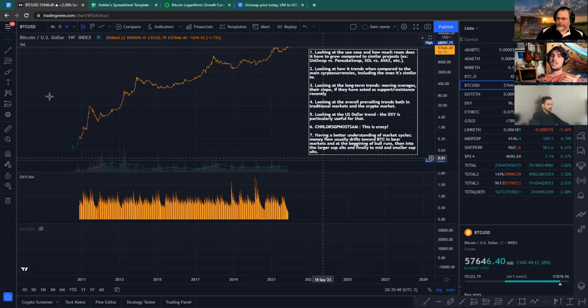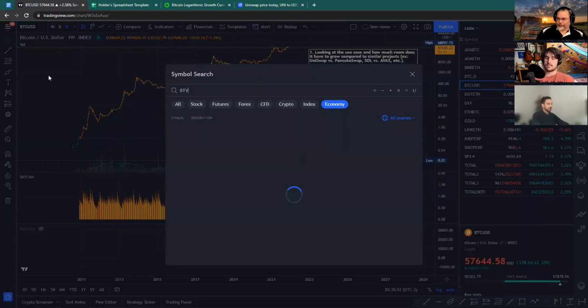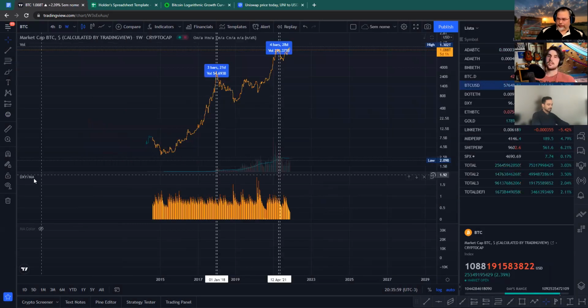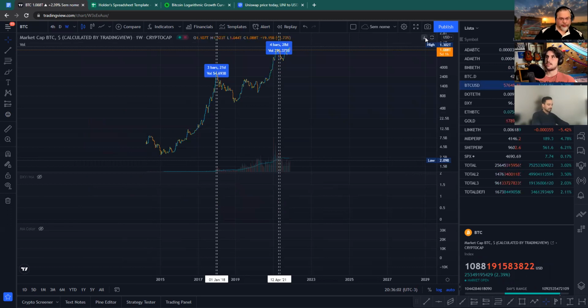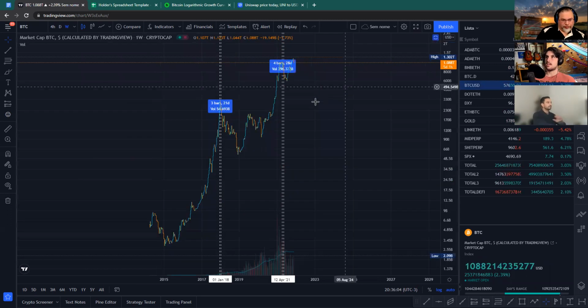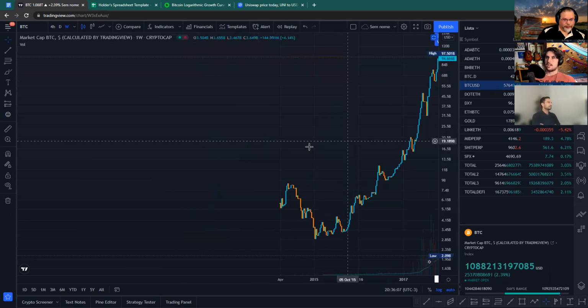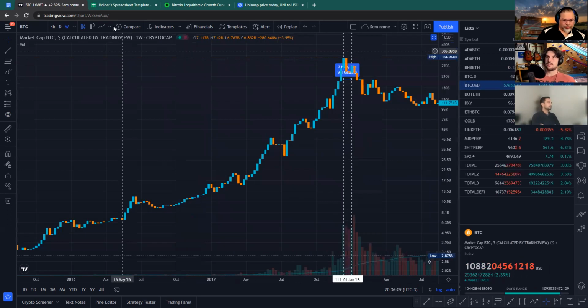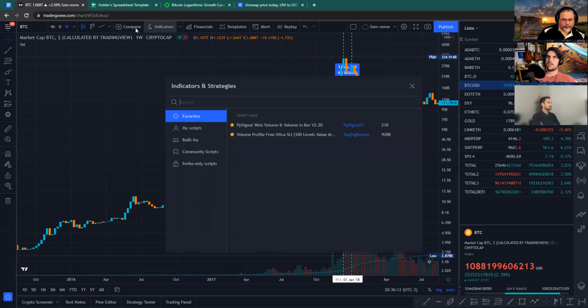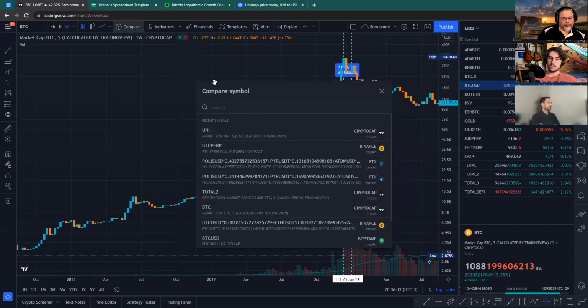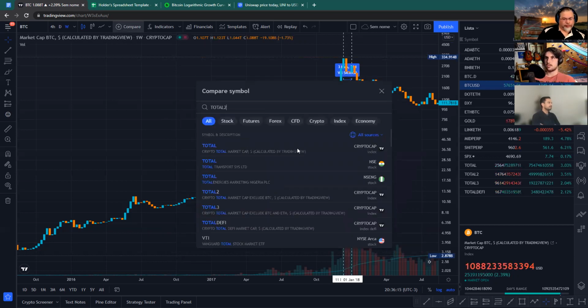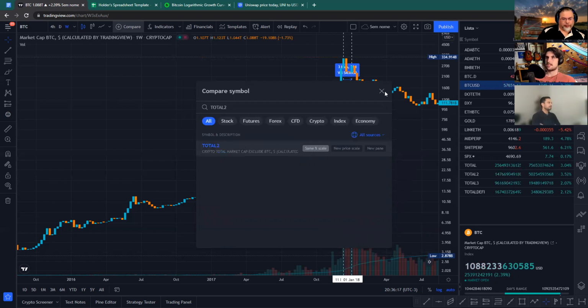And one easy way we could see that is if we search the Bitcoin market cap, the Bitcoin market cap right here. Let me just toggle off the indicators right here and maximize it. And yeah, this is a pretty nice visualization I had. And then we can compare with total 2. Same percentage scale.